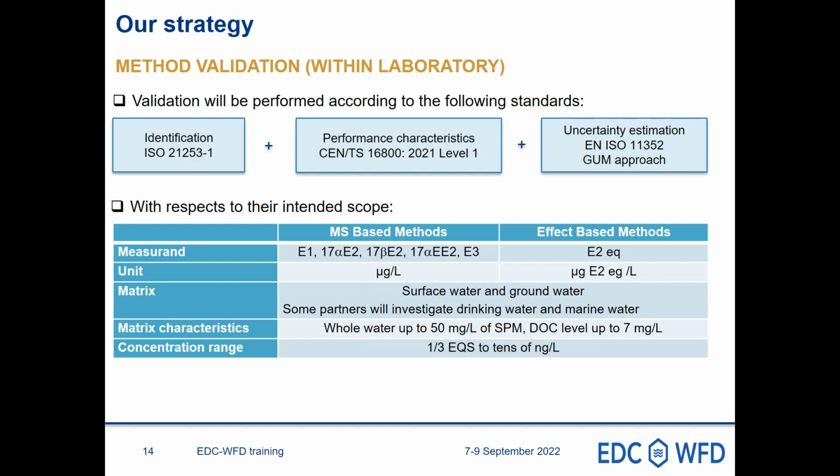And with respect to the intended scope, I will only focus on the MS-based method. Our measurands are estrone, 17-alpha estradiol, 17-beta estradiol, 17-alpha-ethinylestradiol, and estriol. The unit is microgram per liter. The matrix, what was our scope? Surface water and groundwater at first, and some partners also tried to investigate drinking water and marine water. For matrix characteristics, we have demonstrated the full validation of the method up to 50 milligram per liter of SPM and a minimum level of DOC up to 7 milligram per liter. And our concentration range covers the need, from 1/3 of the EQS to 10 nanogram per liter.